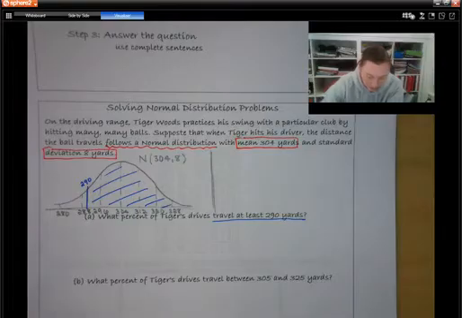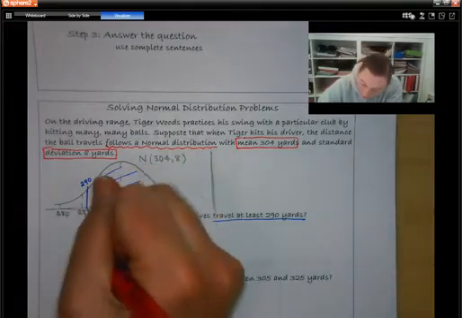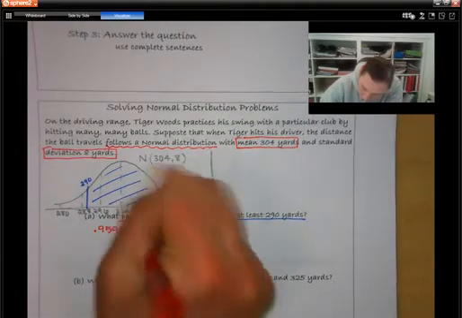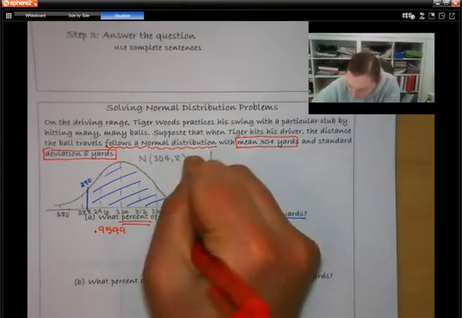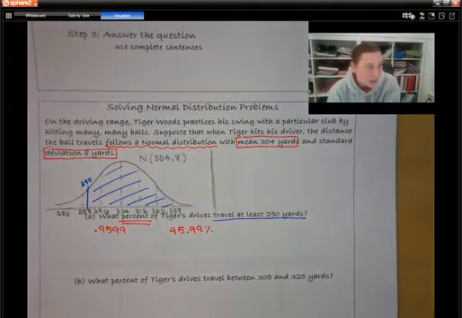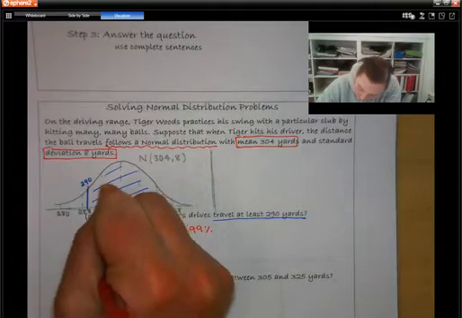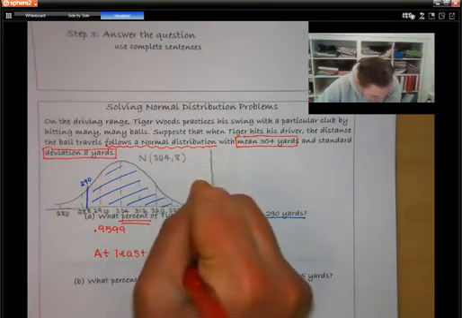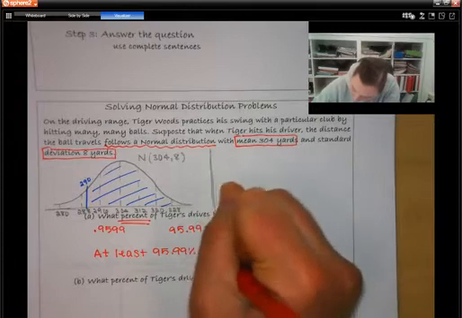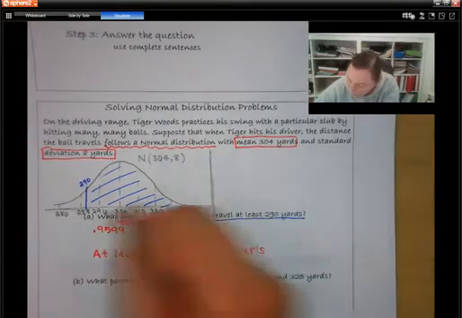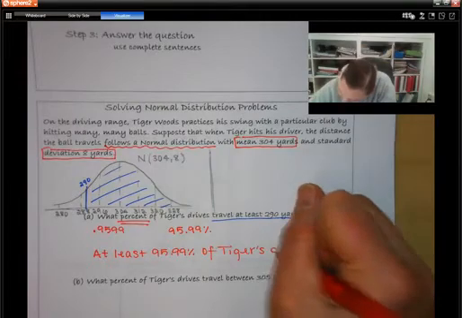So I'm going to switch back. We got 0.9599. The question is asking for percent, so that's 95.99%. And then we need to make sure that we answer the question using complete sentences and put it into context. So that'd be something like, 95.99% of Tiger's drives travel at least 290 yards. I don't know why I put at least there earlier. Sorry.